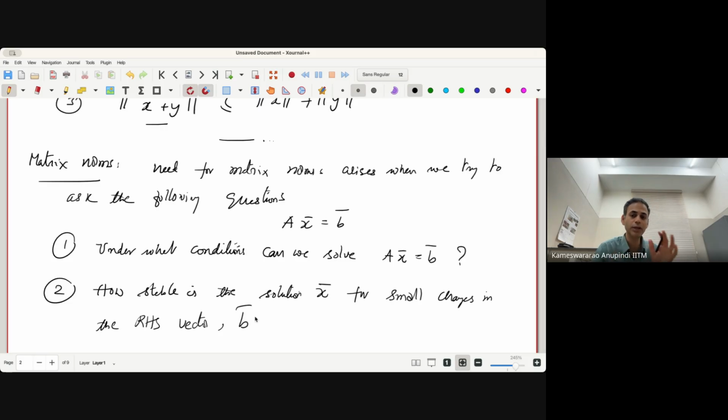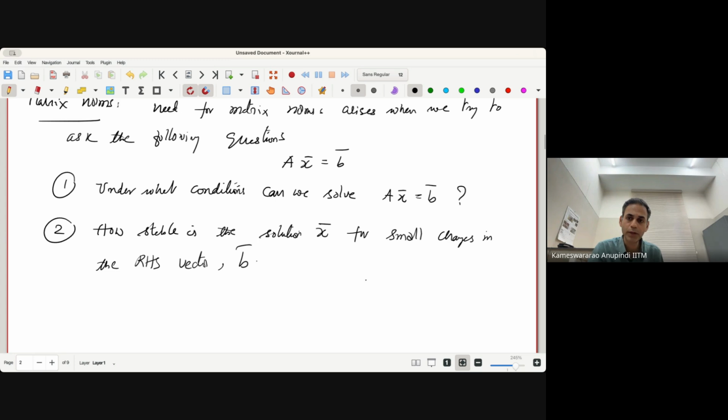That means if we perturb B, how does the solution X bar change? We change B bar to some slightly perturbed B tilde bar. Then how much does the solution change? Is it going to change in a similar way? If B is perturbed by a small amount, will X bar also change by a small amount, or by a large amount? And under what conditions can we solve AX equal to B?